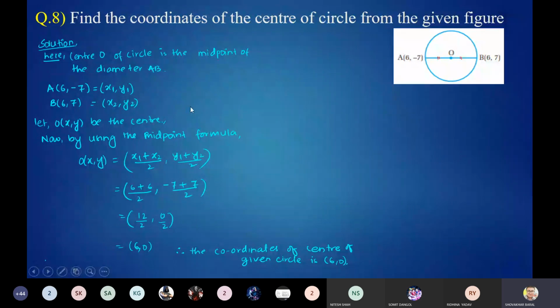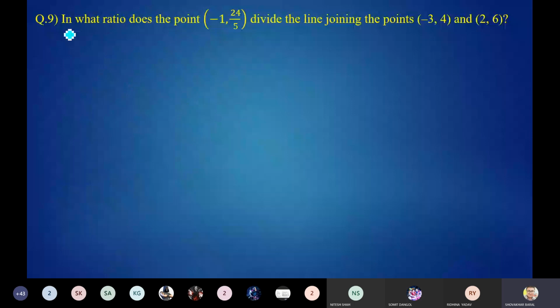So this is the coordinate of the center of a circle. Let's go to the next question. I'm trying to solve as many questions as possible. A lot of questions I want to discuss today. Let's discuss how many questions will be possible. Okay, question number 9 is very important from both your concept point of view and from exam point of view also. This question is one of the most repeated questions in your examination.